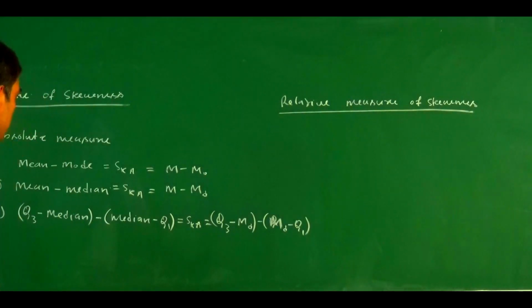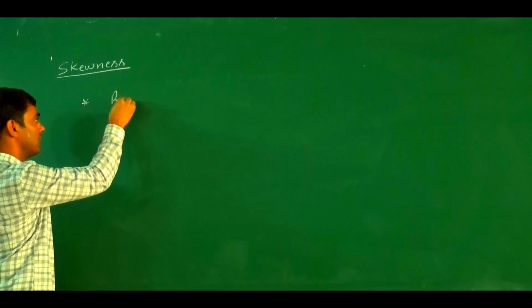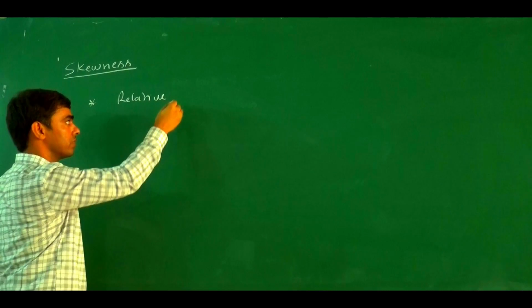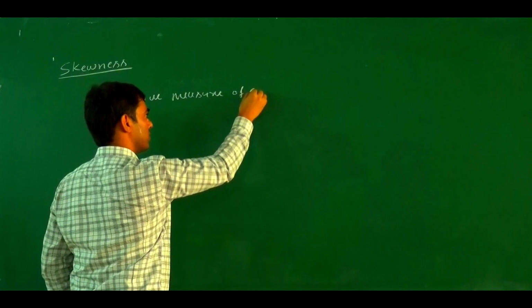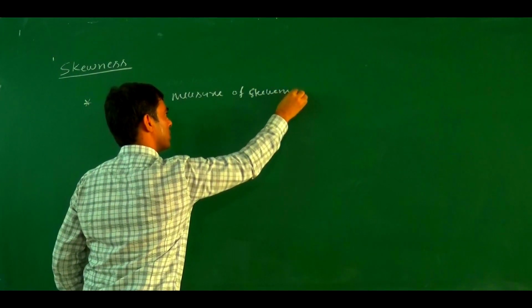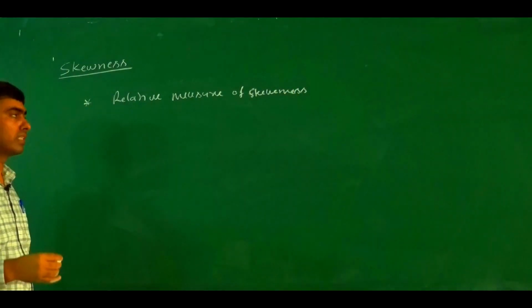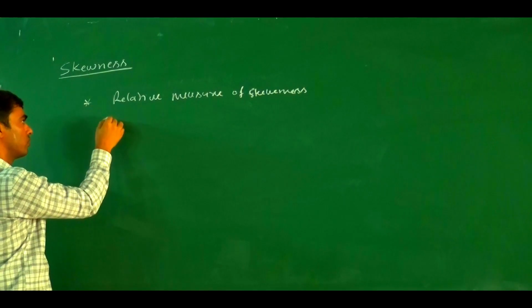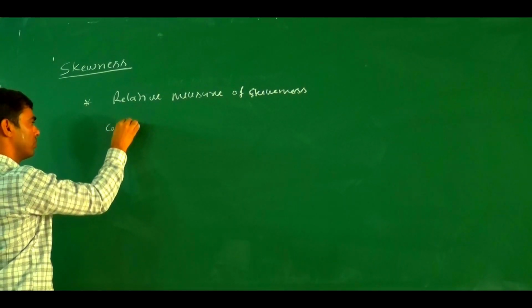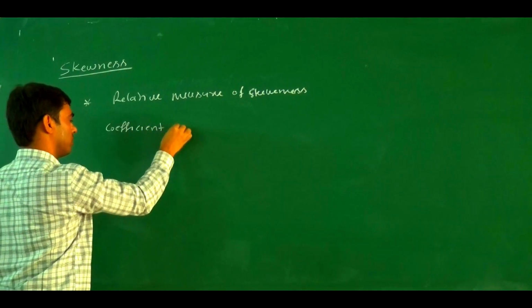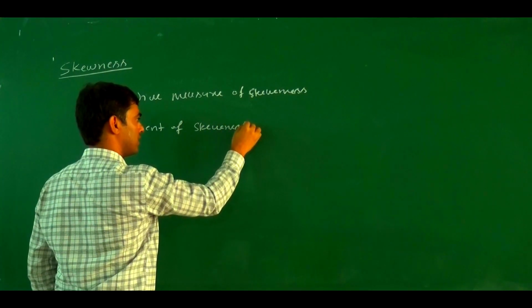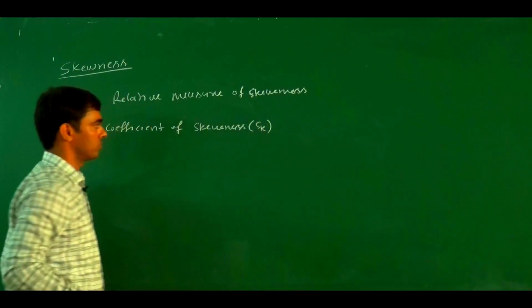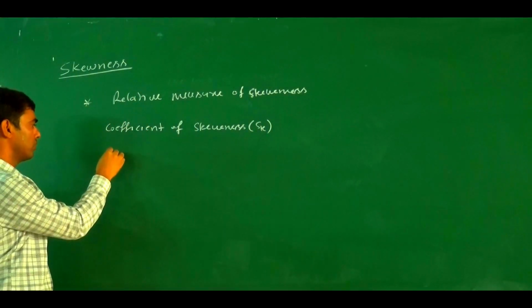So first we take up the relative measure of skewness. The relative measure of skewness is also known as the coefficient of skewness. Here we are going to denote the coefficient of skewness, and the standard notation is SK.